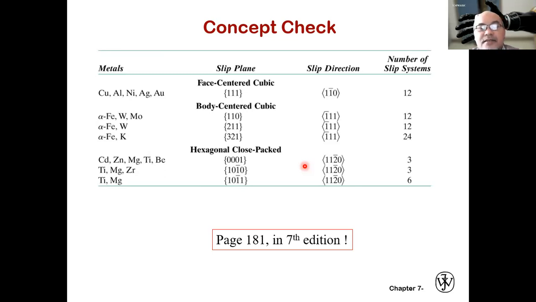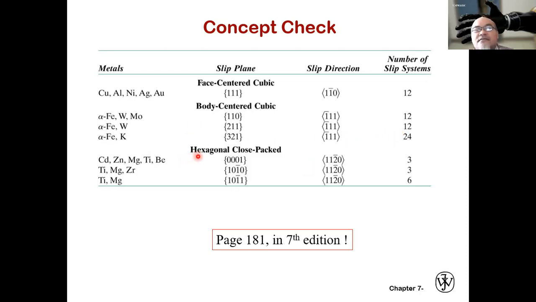In body center cubic, you could have the slip plane in the {110} plane family, where the slip direction is <111>. You could also then have 12 slip systems. If the slip plane is the {211} plane with the <111> direction, then you could also have 12.